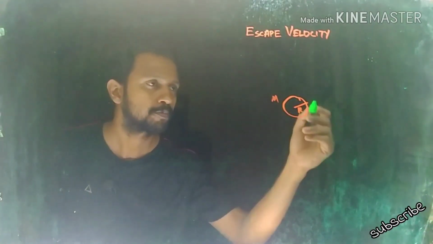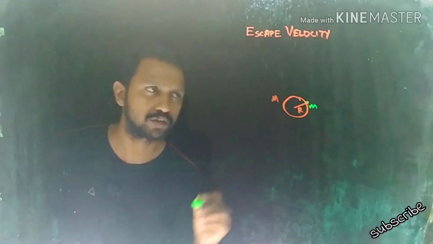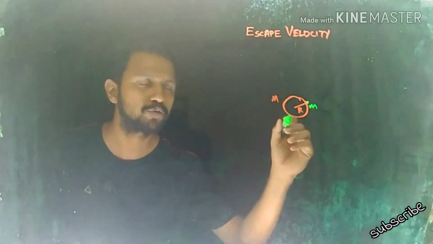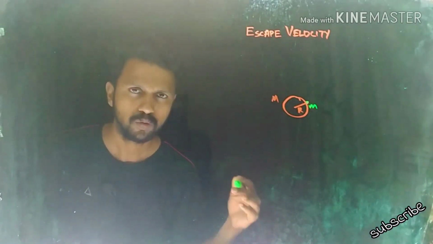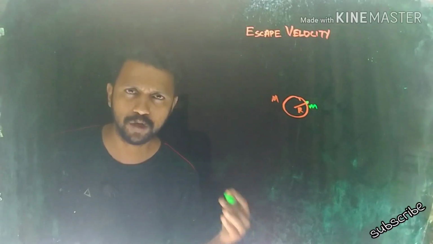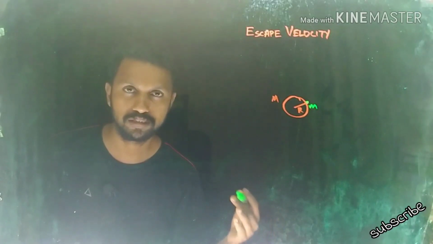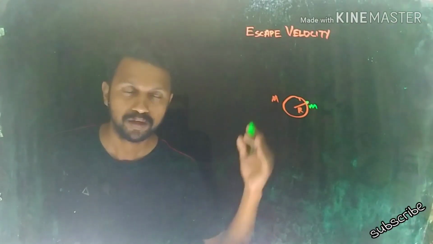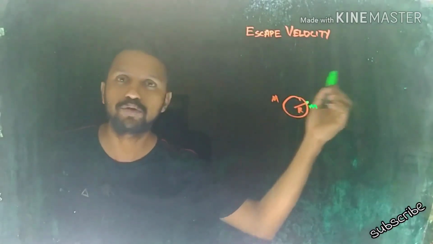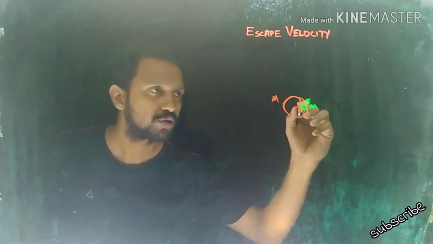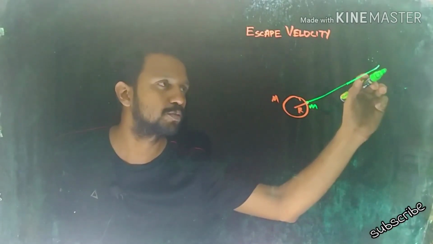Let's have a smaller mass over here, and we have to throw it in such a way that it is escaping from the gravitational force. What about the gravitational force? Is it a long range force or a short range force? Gravitational force is a long range force. Its range is up to infinity. Therefore, in order to escape from the gravitational force, this mass has to move up to infinity. Therefore, we are throwing the substance so that it is reaching up to infinity.